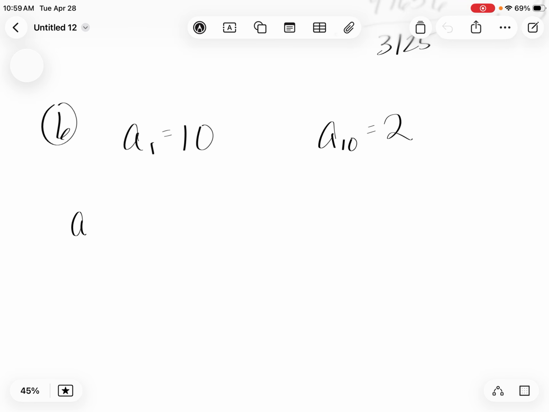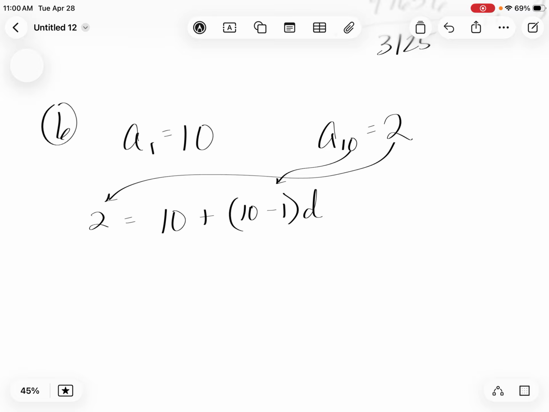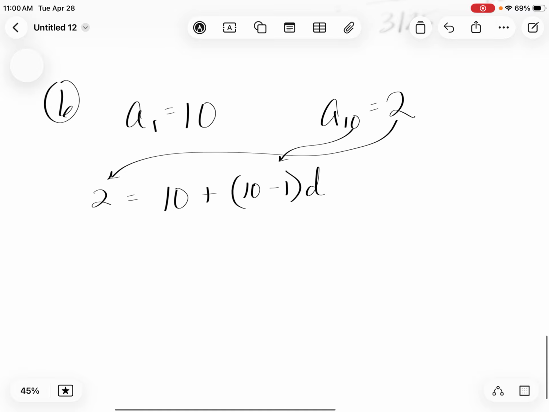So we know that the first term was 10. We know that we put in 10 to get it. We don't know the common difference, but we know that we got 2 out in return. So to figure out what the d is, 10 minus 1 is 9.